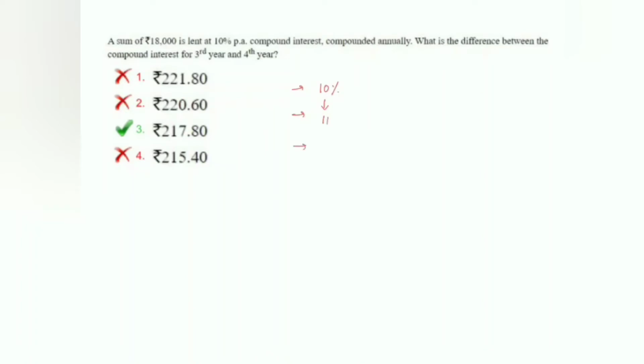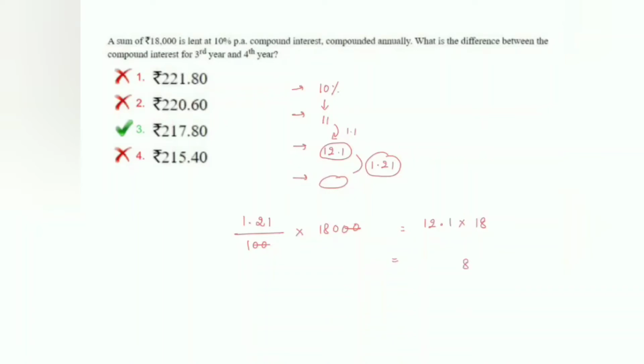For the third year again this will increase by 10%, which means 1.1 extra, that is 12.1. Fourth year again it will increase by 1.21 extra. So I don't need to add, because the difference between the fourth year and third year is here itself. You need to get 1.21% of 18,000. 2 zeros cancel. You just multiply 12.1 into 18.